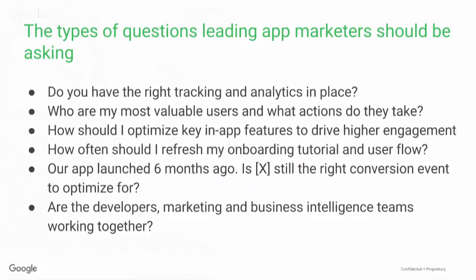So these are the types of questions that we think really typify this phase of intelligent growth. And these are hopefully questions that you're already asking within your company or within your team. First, do you have the right tracking and analytics in place? You really need to have data, right, to make better decisions. Who are your most valuable users and what are the actions that they're taking? How should I optimize in-app events to drive higher engagement? Are you experimenting with what in-app events matter? And how often should you refresh some of the content in your app? And then finally, are your developers, marketing, and BI teams, business intelligence teams, all working together and having a dialogue?